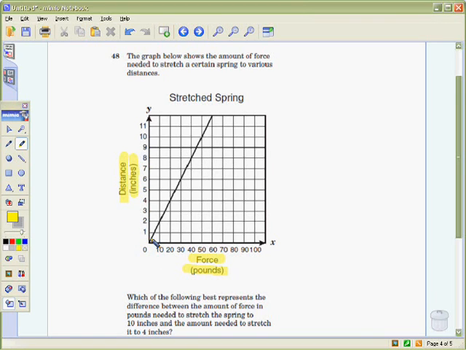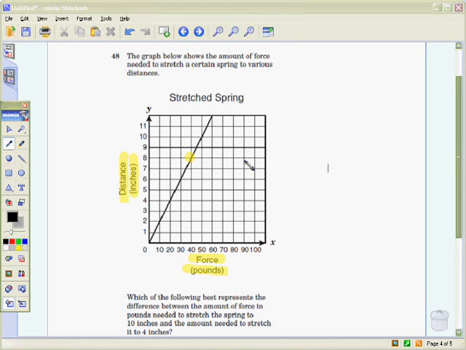So if I'm just trying to decipher what I have going on here, if I stretched a spring, let's say put 40 pounds of force on it, go up here, draw this little place here, then I go over and I see if I stretch it with 40 pounds of force, that's going to stretch the spring 8 inches. That's how this graph reads. So if I'm looking at the difference, meaning subtract, I'm going to be subtracting here in a minute.